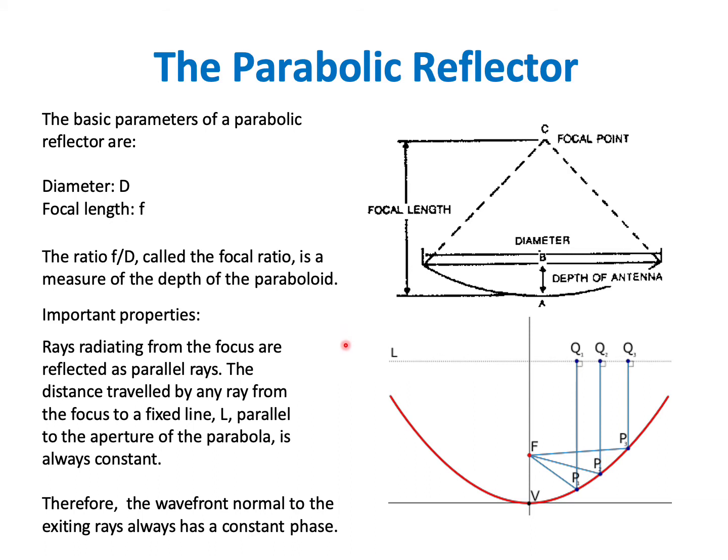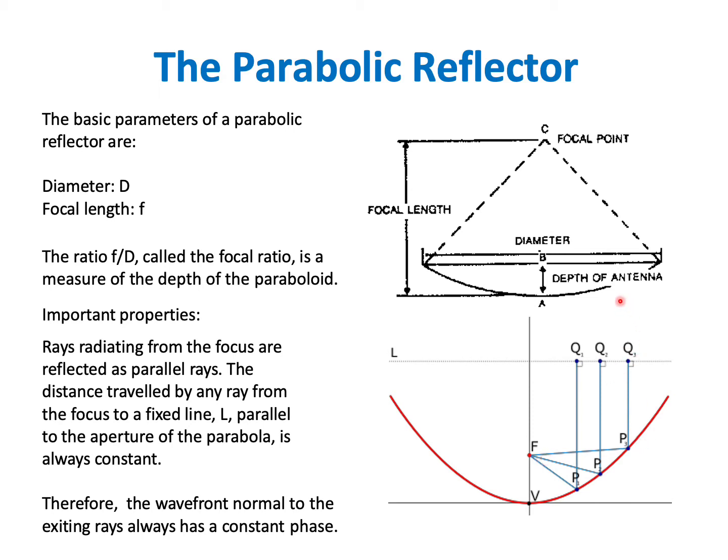So one important thing, and the reason we specifically have a parabolic dish versus some other spherical-ish shape, is that any ray that we emit from the focus, so if we take the focus of this parabola and we emit rays in different directions, they all will reflect off the parabola parallel to each other.